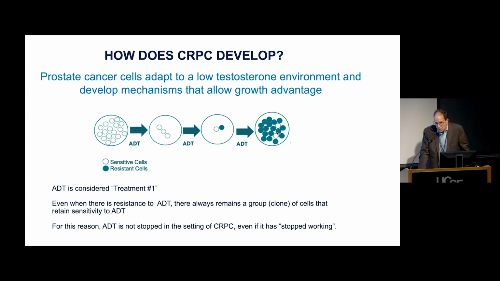That in this scenario, when all these cells, the resistant cells, the green cells have grown out, there's still a couple of those white cells left behind. So even when there's resistance to ADT, which I'm going to call treatment 1, because we're going to talk about treatment 2 in a moment, there always remains a group or clone of cells that remains hormonally sensitive. And it's for that reason that even when we see patients where clinically they've developed CRPC, their cancer is growing despite a low testosterone level, that we never stop ADT because of those small remaining cells.